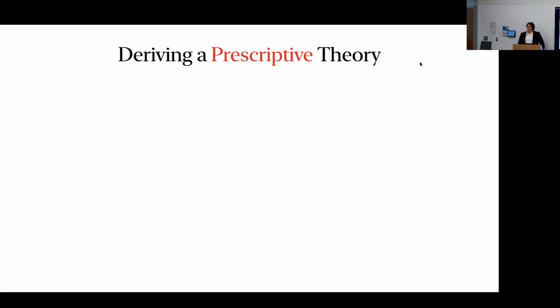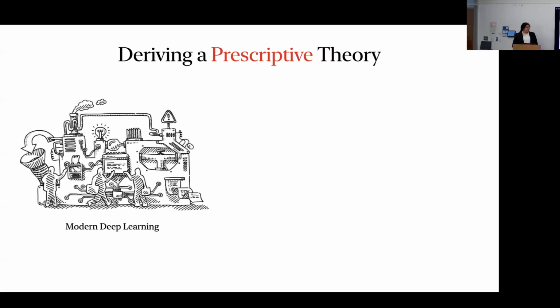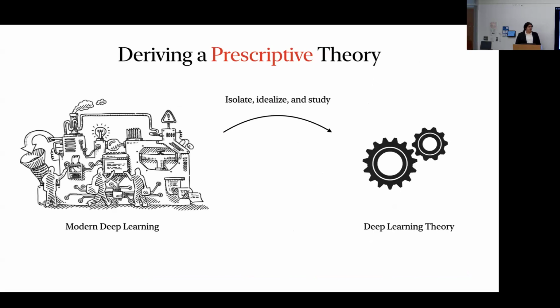Okay, so in light of that, I'm proposing that we should actually be deriving a prescriptive theory. What I mean by that is modern deep learning looks something like this, where we have a machine with a lot of bells and whistles, and you have a lot of people touching different parts of the pipeline. Indeed, companies can have hundreds or even thousands of people working to create a single model. Traditionally, to create deep learning theory, we isolate some component of this pipeline, we idealize it a little bit, and then we study it and understand it theoretically. And this has been great for gaining insights into what's going on in particular phases of the model creation.